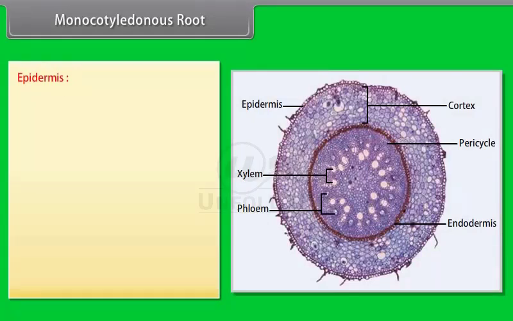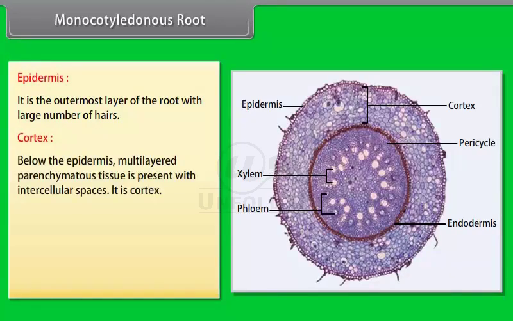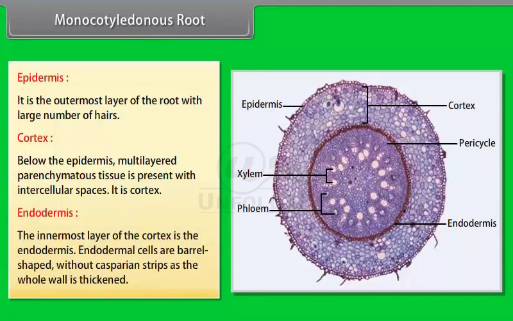Epidermis. It is the outermost layer of the root with large number of hairs. Cortex. Below the epidermis, multi-layered parenchymatous tissue is present with intercellular spaces. It is cortex. Endodermis. The innermost layer of the cortex is the endodermis. Endodermal cells are barrel-shaped without Casparian strips as the whole wall is thickened.